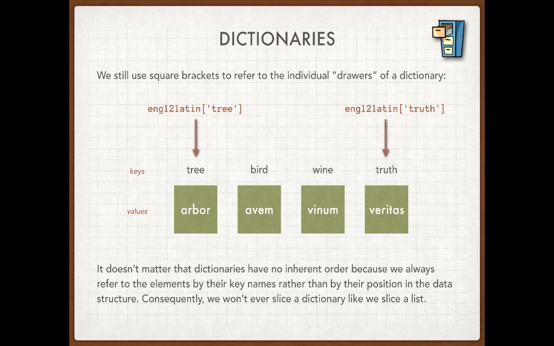just the order I built them: tree, bird, wine, truth. That's not alphabetical order. That's not in terms of the length of the word. It's not in terms of how common the word is. There's no organizational principle there at all. So it doesn't really make sense to say to Python, I would like to slice this from tree to wine. And because Python can reorganize that under the hood, there's no guarantee that we're going to get out exactly what we think. So with dictionaries, there is no slicing, right?